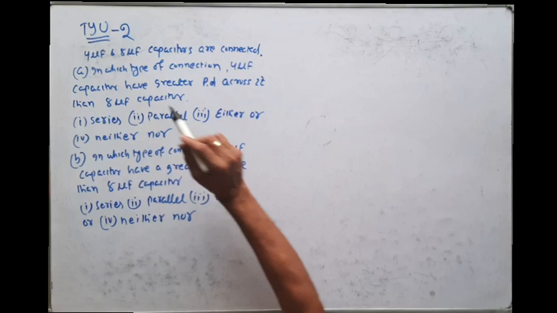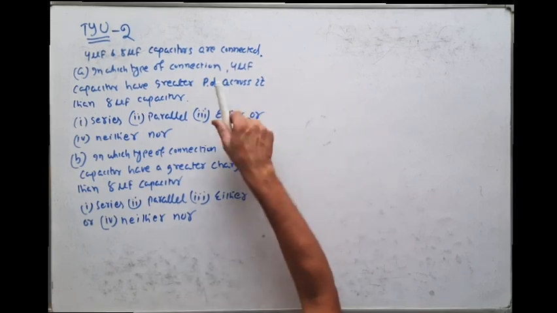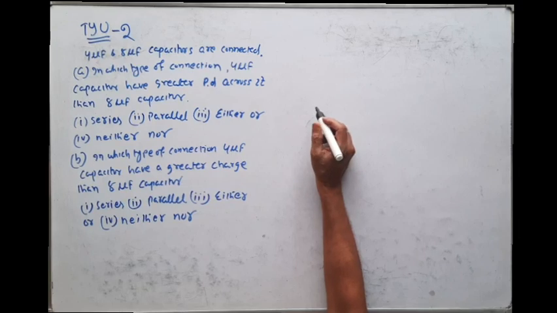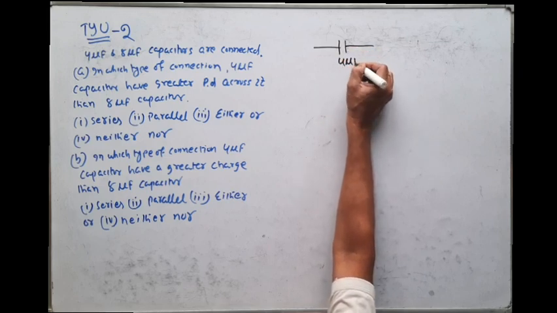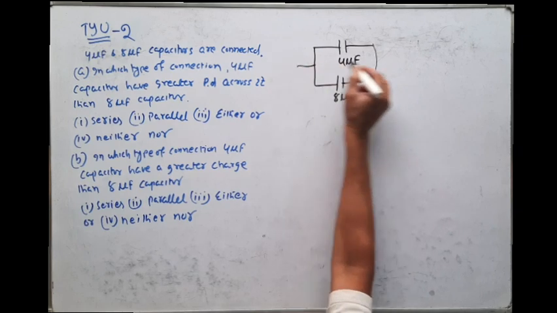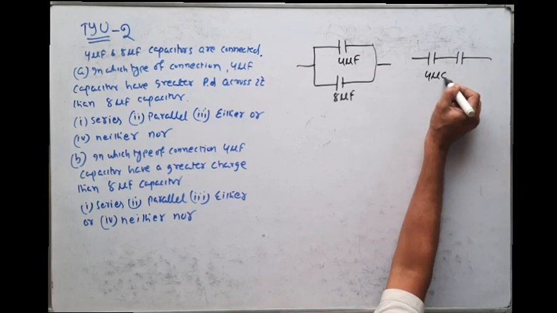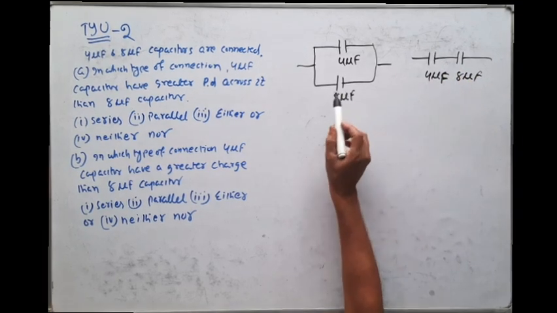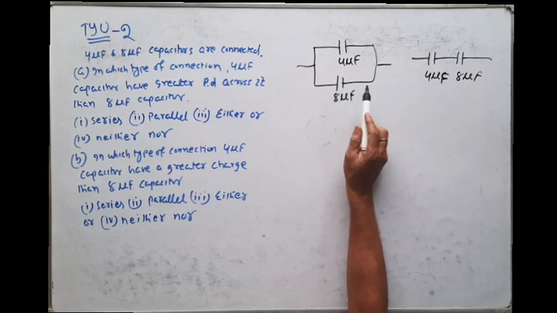Now see, test your understanding too. So 4 microfarad and 8 microfarad capacitors are there. In which type of connection does the 4 microfarad capacitor have greater potential difference across it than the 8 microfarad? So you see, suppose there are two capacitors. One is 4 microfarad, another is 8 microfarad. So we can connect both either in parallel or in what? Series, or in series.